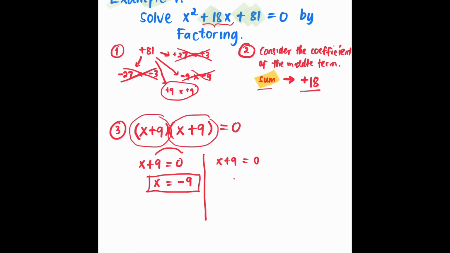And here, solve for x. Positive 9 jumps over the equal sign. From positive, it will become negative. So this one. Therefore, the solutions are negative 9 and negative 9. So those are our answers.